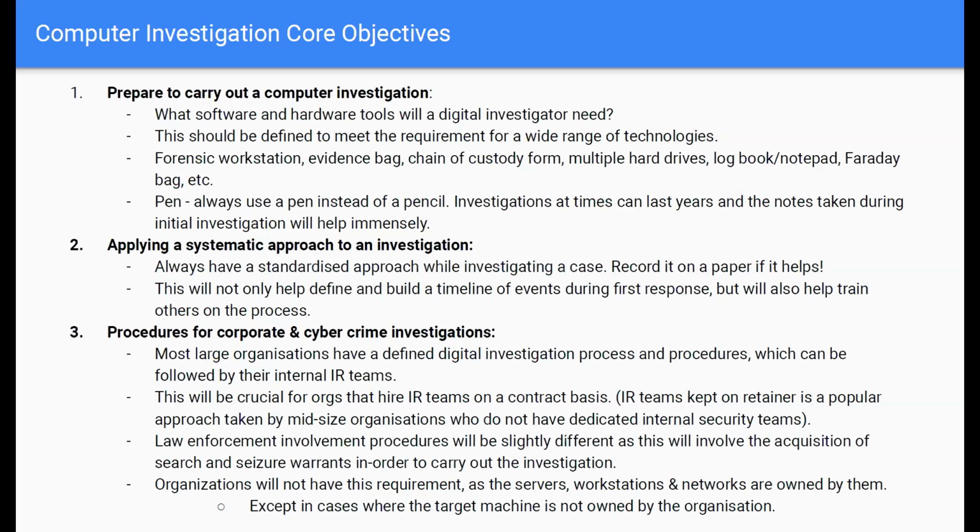And like I said before, within organizations, as long as the device is owned by that organization, they wouldn't need any kind of search and seizure warrant. They wouldn't need to talk to district attorneys because it's their device. They wouldn't need permission to check their own device. So those will need to be kept in mind as well.